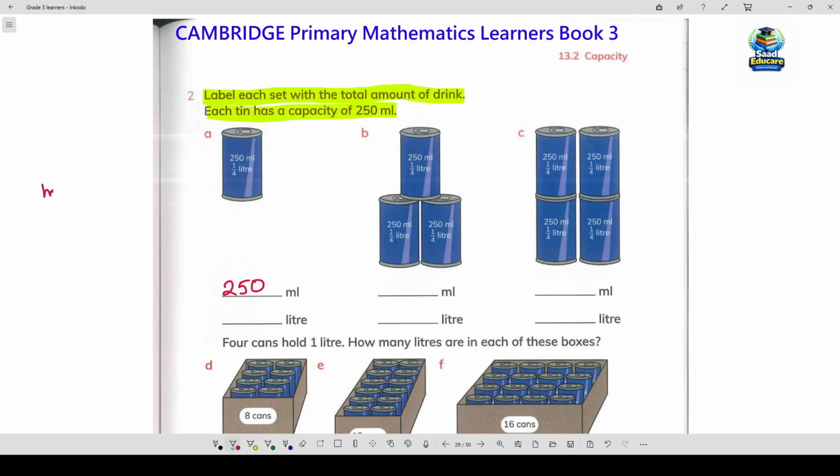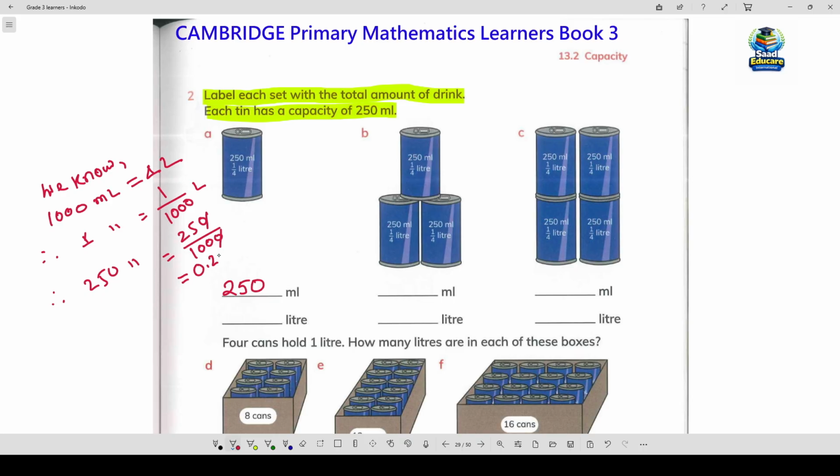We know 1000 ml equals 1 liter. It means 1 ml is 1 by 1000 liter. Finally, 250 ml, it means 250 divided by 1000. So once we divide, we will get 0.25 liter. So our answer is 0.25 liter, right?